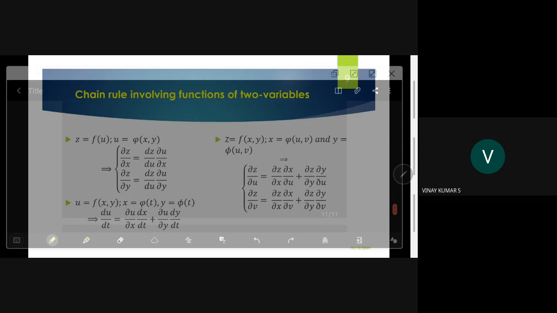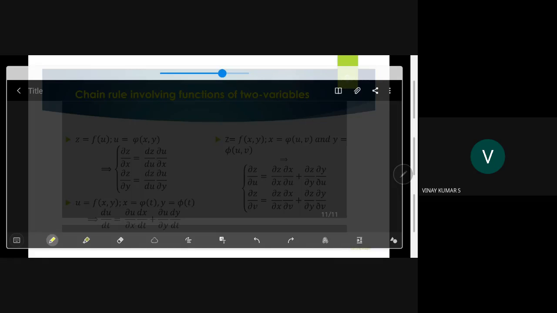So when we are talking about the chain rule involving functions of two variables, these three cases will come. When we look at the problems, you can easily see, and so quickly we'll move to the problem session.